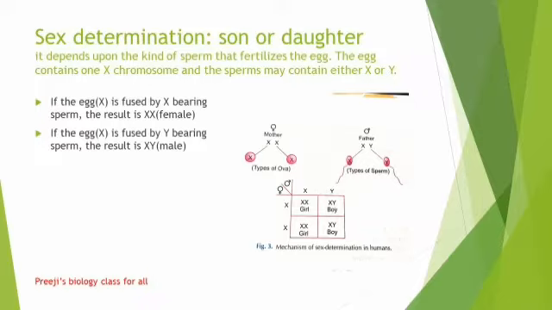As you can see in the figure, the mother cell contains only an X chromosome, but the father cell contains either an X or a Y chromosome. So if the mother's X chromosome fuses with the father's X chromosome, then the child will be a girl. And if the mother's X chromosome fuses with the father's Y chromosome, that means a sperm containing a Y chromosome, then the sex of the child will be male, that is a boy.